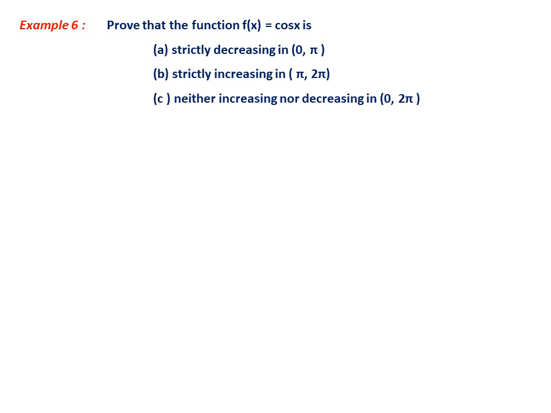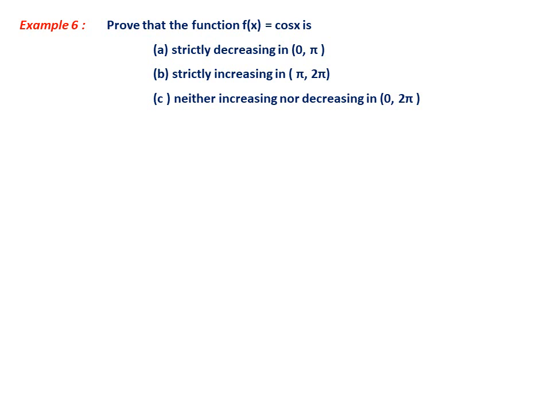Example 6. Prove that the function f of x equal to cos x is, first one, strictly decreasing in the open interval 0 to pi. Then second, strictly increasing in the interval pi to 2 pi. Then third, neither increasing nor decreasing in the interval 0 to 2 pi. Actually third one is very simple, because suppose you show that 0 to pi it is decreasing and pi to 2 pi it is increasing. That means the function is both increasing and decreasing.